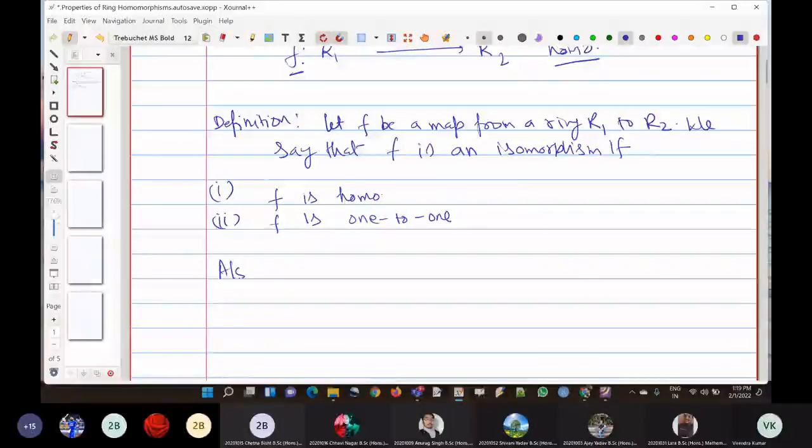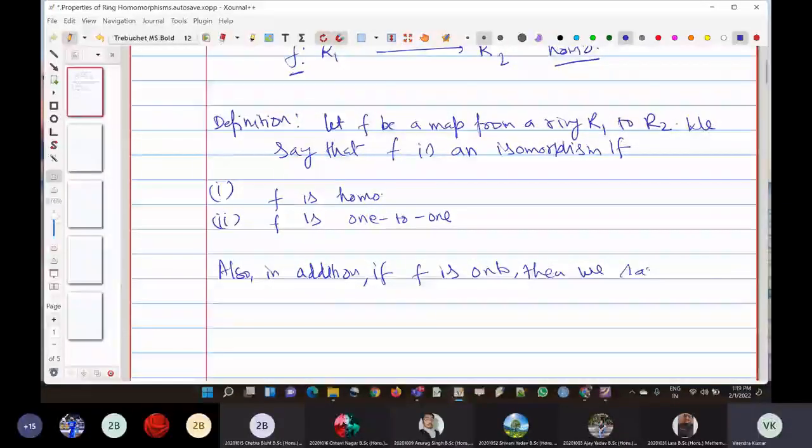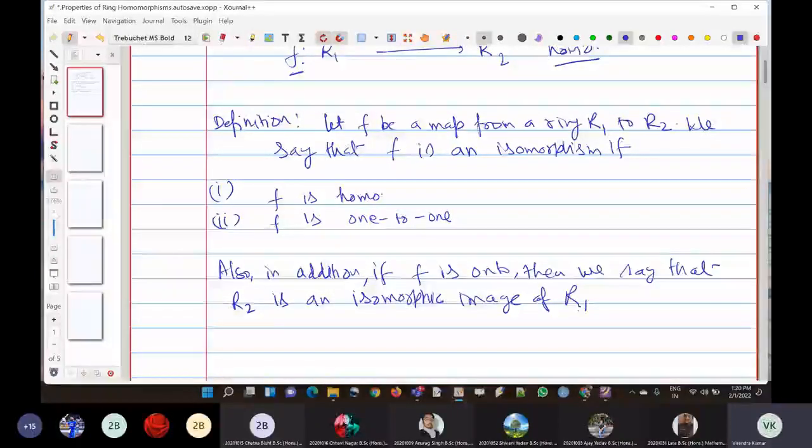One more thing. Also, in addition, if f is onto, then we say that R2 is an isomorphic image of R1.